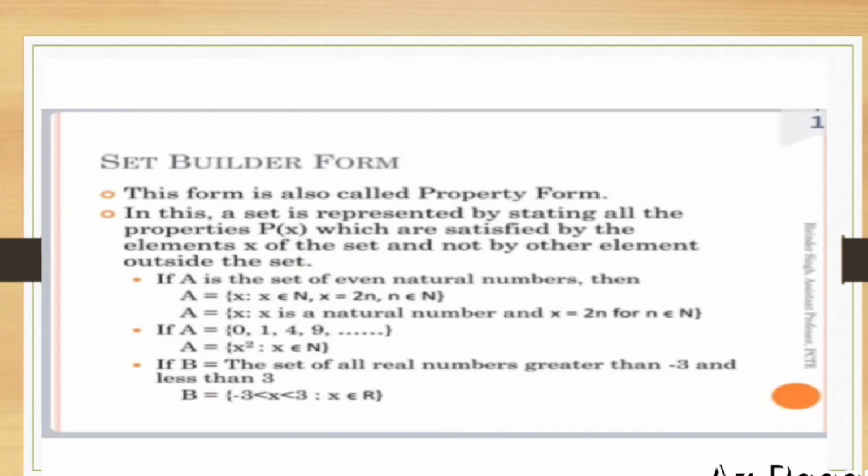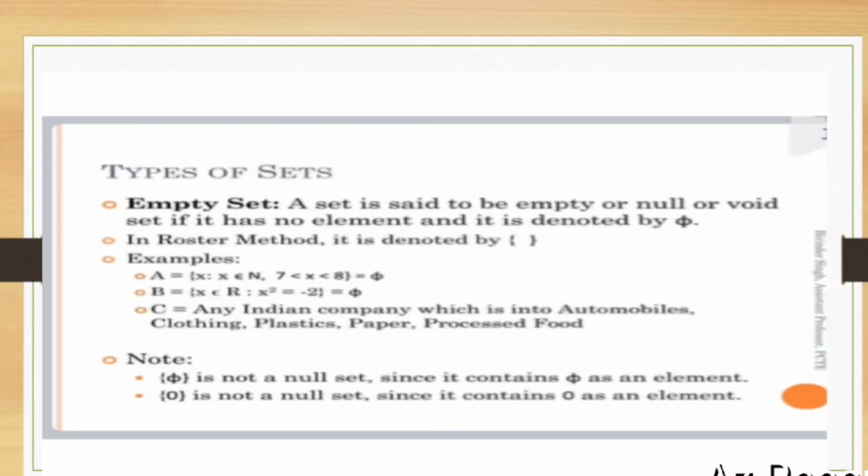The next one is precise statement. A set may be represented by means of a precise statement in words. For example, the set of first 5 natural numbers. The next one is types of sets. The first type is empty set. A set having no element is called a null set or empty set or void set. It is a subset of every set. It is denoted by the Greek letter phi.